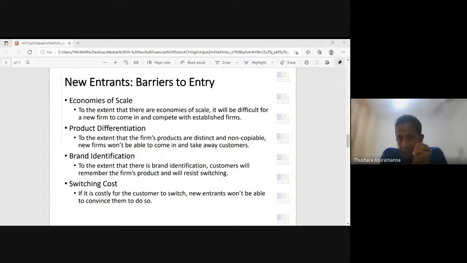Product differentiation is another component that you need to understand in terms of barriers to entry. To what extent are the firm's products distinct and non-copyable, so new firms will not be able to come in and take away customers? So how easy or difficult is it to copy, to replicate the firm's products and services?